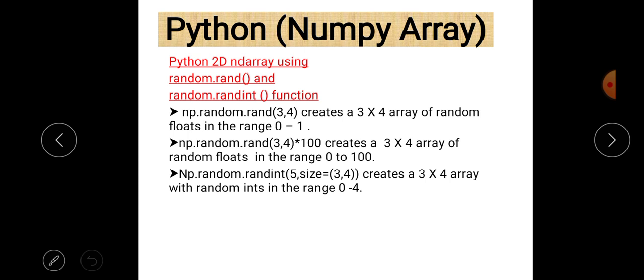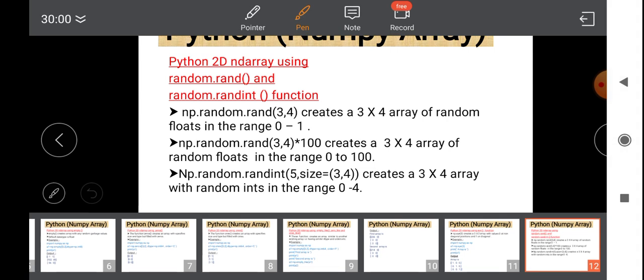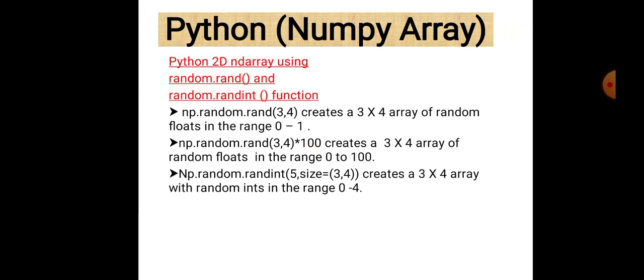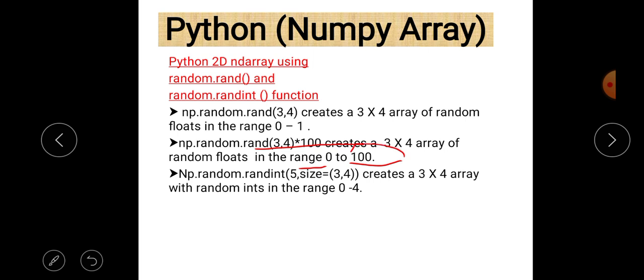But if you want to change the range of the numbers inside the array, you can do it very easily. Just put the star symbol, where star means multiply, and then any number. Suppose I show you 3, 4, star 100. That will again create an array of 3 rows and 4 columns, but the range is different. The start of the range is 0, no problem at all, but the end of the range, the last value, must be less than 100. So it will give you values between 0 and 100.